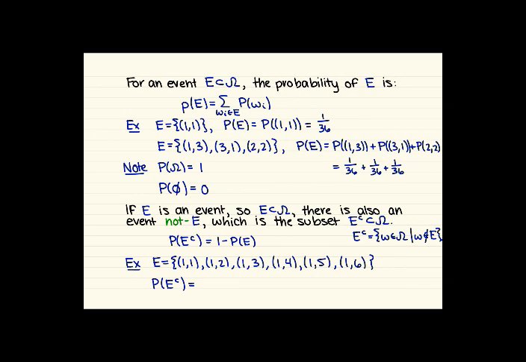So for example, if we're looking at the event that the first roll is a 1, then looking at the event where the first roll is not a 1, so that's going to be the probability of E complement. We can figure that out by doing 1 minus the probability of E, so 1 minus 1/6.